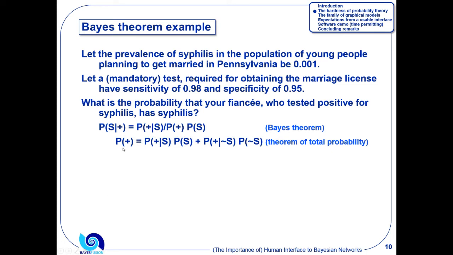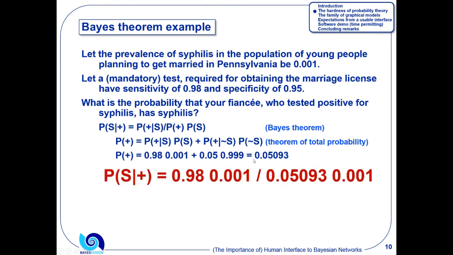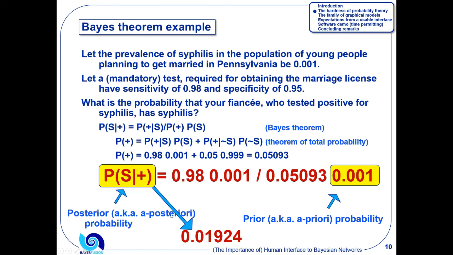First, we have to rely on the theorem of total probability to calculate the probability of a positive test result. When we plug in the numbers, we get a probability of a positive test result of around 5%. And then with our prior and the other numbers, we get a posterior of around 2%. Most people are incredibly surprised by that. Why is it so low with such a good test?